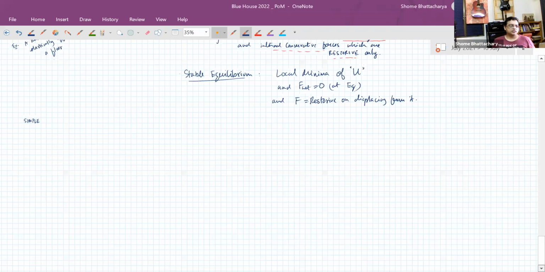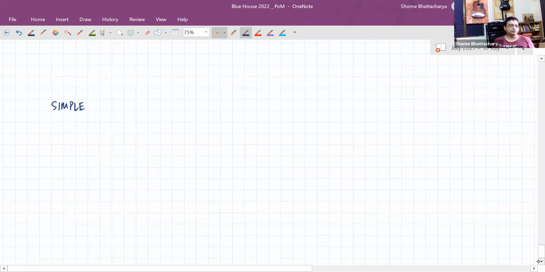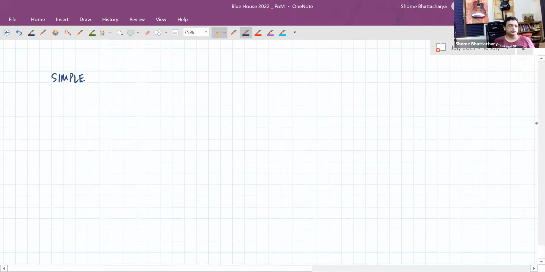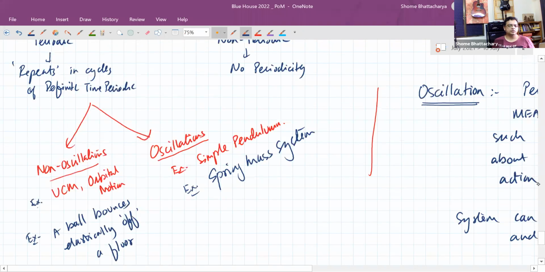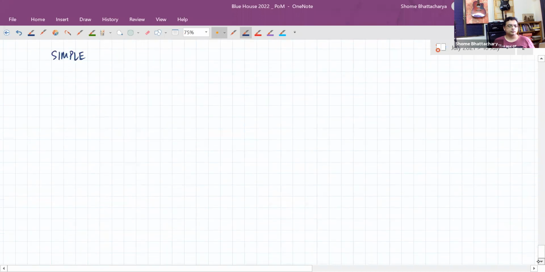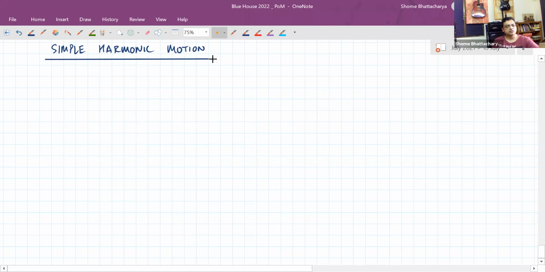So now let's understand a proper definition of simple harmonic motion. You need the background of what an oscillation is, what a periodic motion is, and all that, to understand this, hence this background. So simple harmonic motion is a specific type of oscillation along a straight line such that the displacement varies with time according to a sine function.